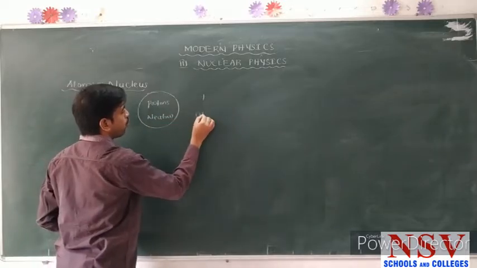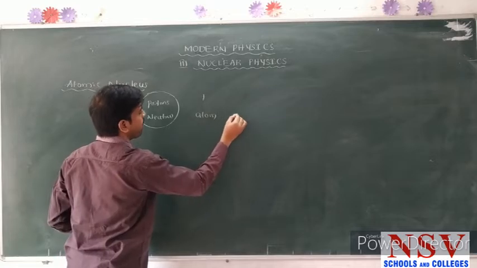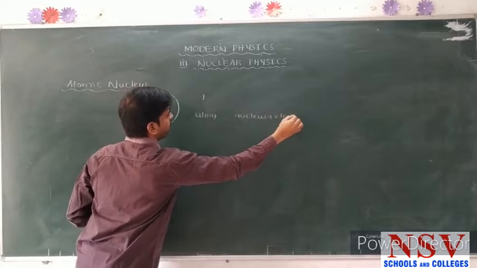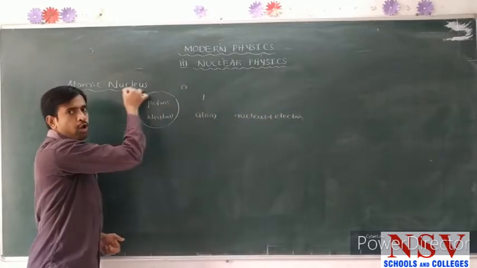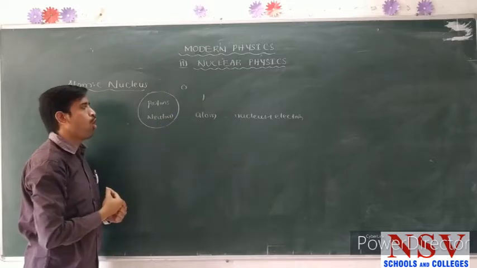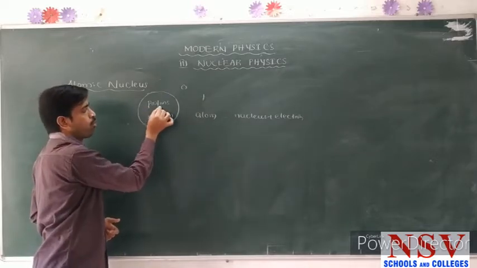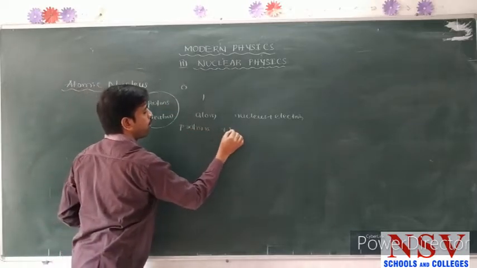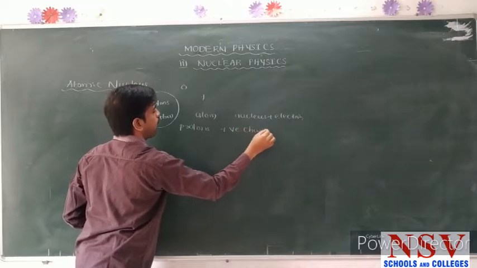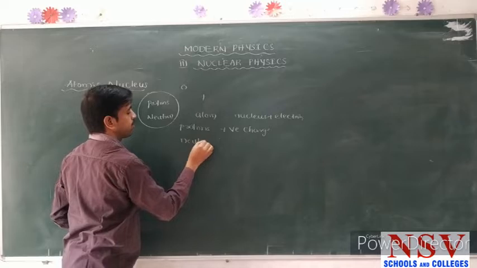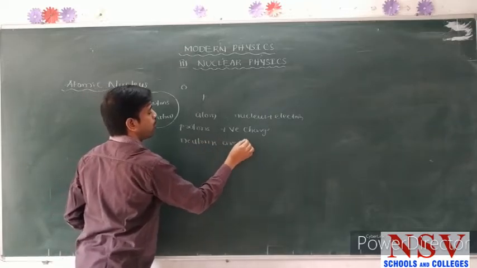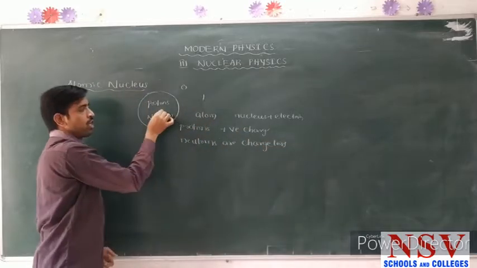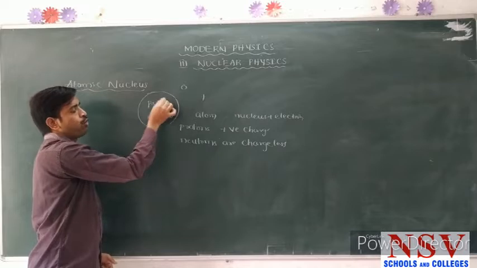Now, an atom is the combination of a nucleus as well as electrons. Electrons are revolving around the nucleus in elliptical orbits, and we know that protons are positively charged, and neutrons are chargeless particles. According to this, only the nucleus consists of positive charge, and that depends only upon the protons.